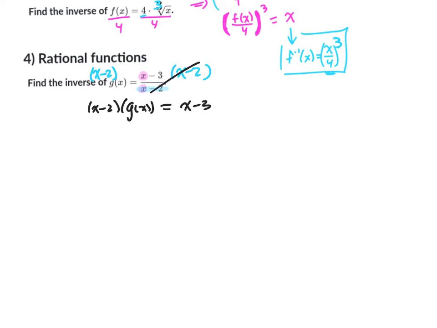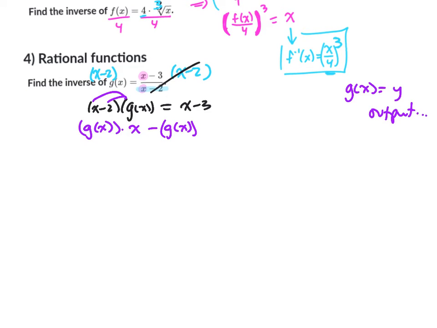Okay. So then what I did next is I distributed the x and the 2 to my g of x, right? And so remember that g of x is just like y or something. It's just like the output. So it's okay to do this. So I'm going to say g of x times x minus g of x times 2, right? I'm going to do that in parentheses. Equals, so this other side is untouched.